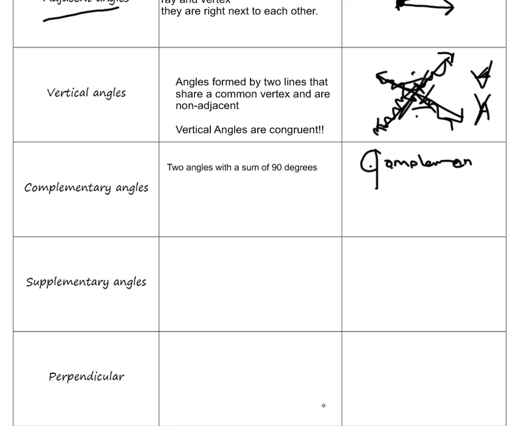Okay, and then we have supplementary. If you remember for supplementary, I took that S and I drew an 8. So it reminded me that I had 180 degrees. So supplementary angles are going to have a sum of 180 degrees.